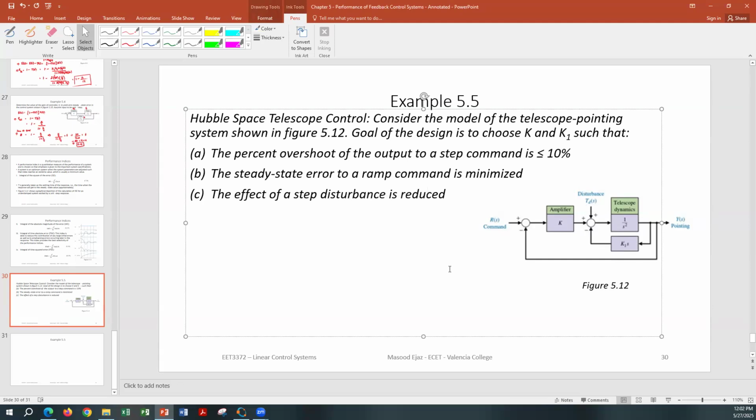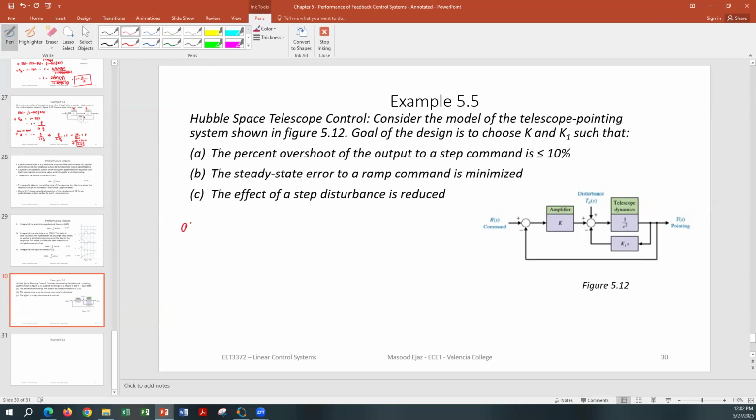So in this case, we have to design and choose the value of the controller gain K, and we have the feedback in the smaller loop, K1. We have to choose the values of those two such that they will satisfy the three conditions A, B, and C. So this is a design problem basically.